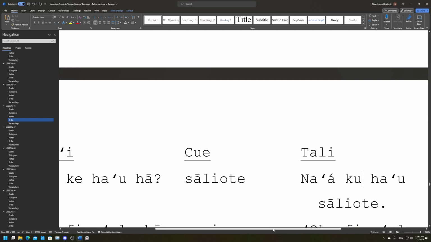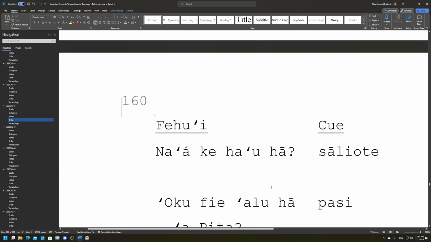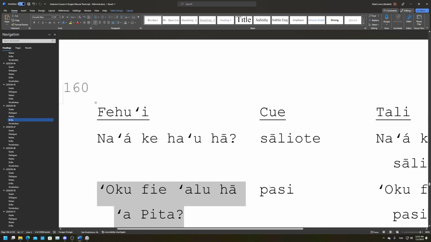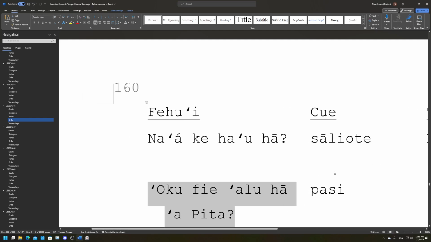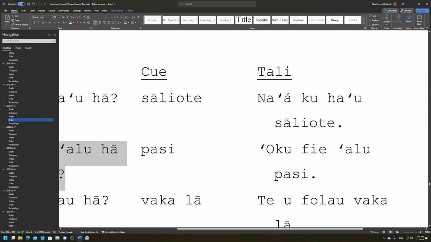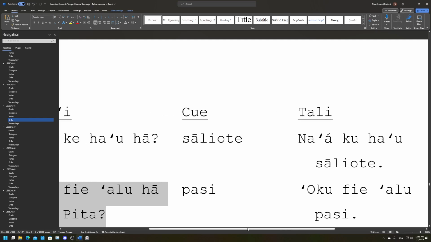So as we go through, I'll ask you the question, and then this will be your answer. Just respond like that. So Aquilea, you go first. Okufia aloha pita. So okufia alu basi. We don't need to repeat the apita because it's understood already.